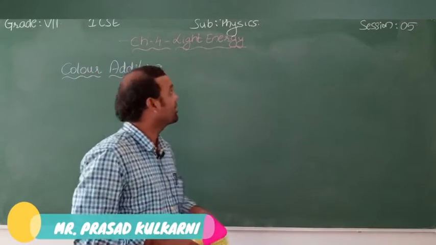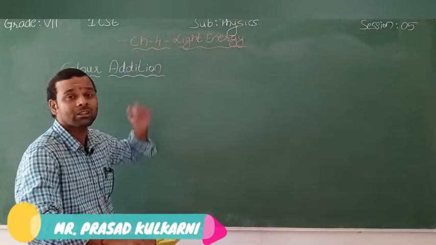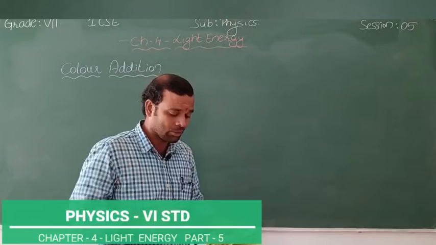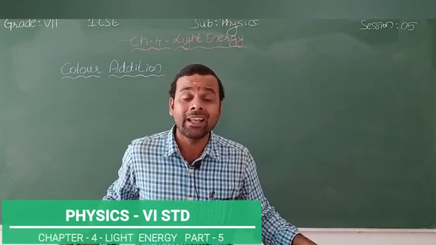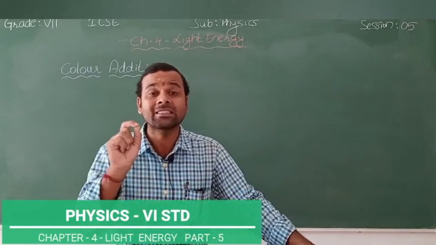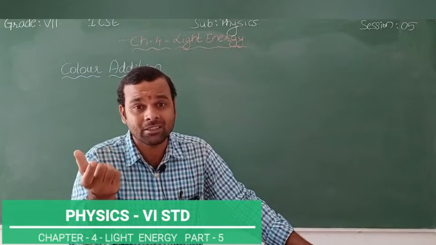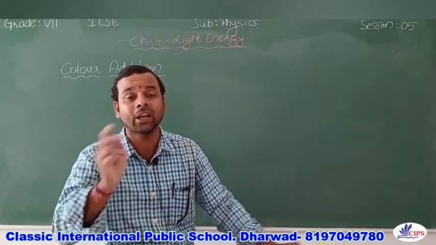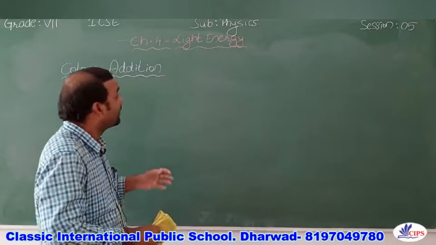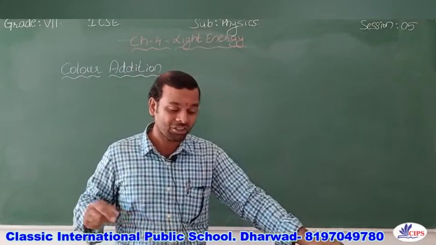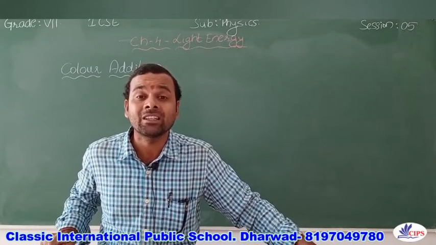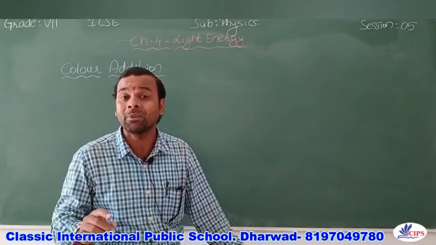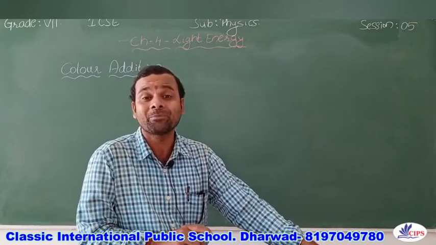In the previous session, we were discussing the fourth chapter in physics, that is light energy. As we have suggested, light is the sensation of seeing different objects. So light gives the sensation to see different objects. We discussed in the previous session the primary colors of light. So what do we mean by primary colors of light?